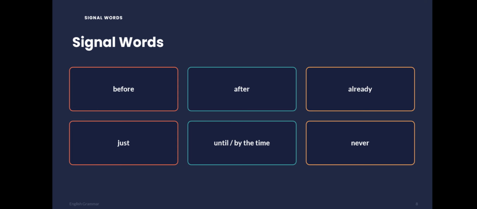Now, certain words often signal that you need the past perfect, words like before, after, already, just, until, by the time, and never. Whenever you spot these words in a sentence with two past events, think past perfect.